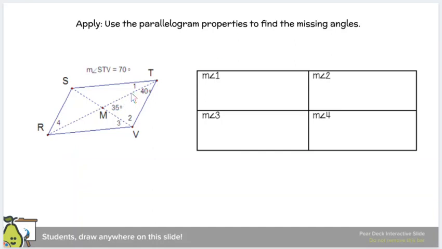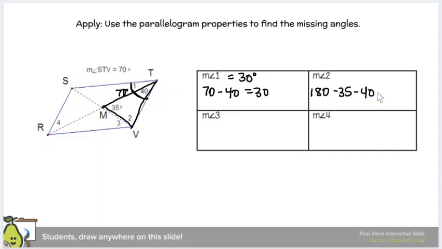We can see that we are looking for angle 1, angle 2, 3, and 4 in this diagram. We are given that the angle STV, this corner angle, is worth 70 degrees. So if we know this entire angle is worth 70, then the measure of angle 1 would come from taking 70 minus 40, which leaves us with 30. So we have 30 degrees. For the angle 2, we can see that that is making up a triangle MTV, where we already know 40, 35, and then some angle. Well, since it's a triangle, we can take 180 minus 35 minus 40, and we're left with 105 degrees. That means that the measure of angle 2 is 105 degrees.